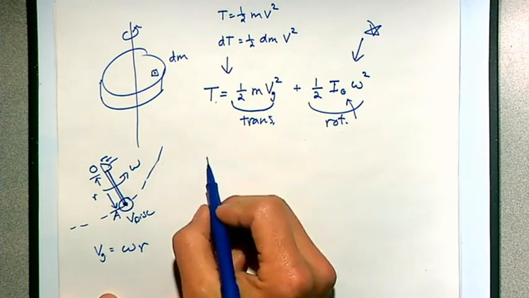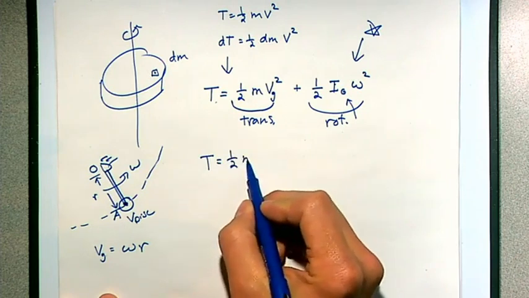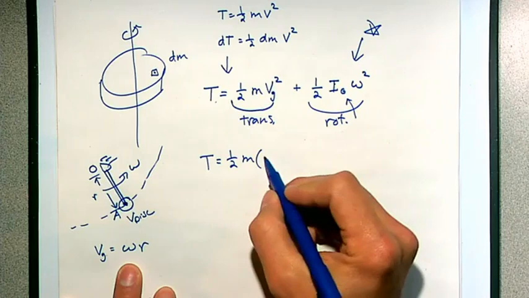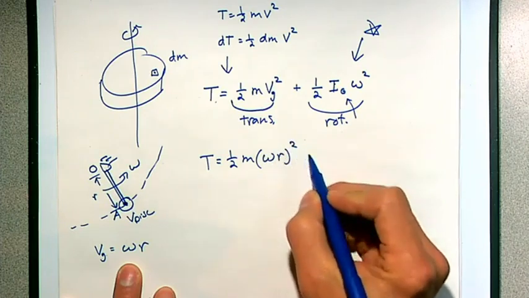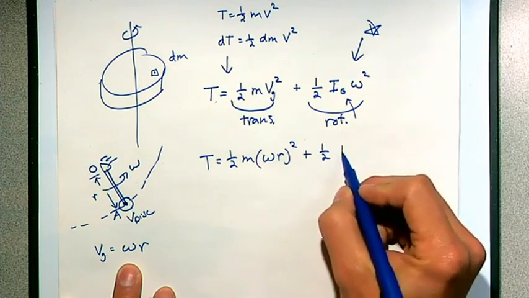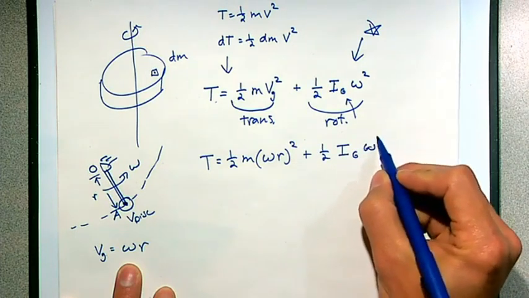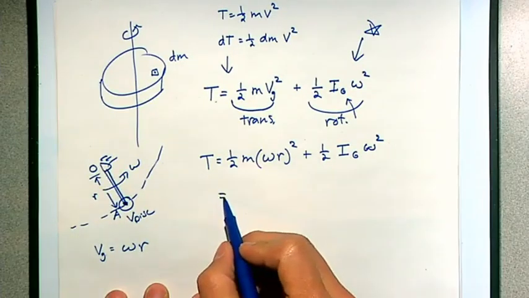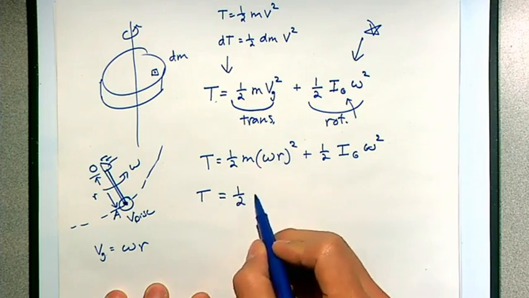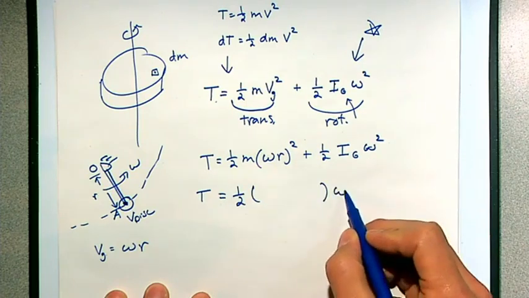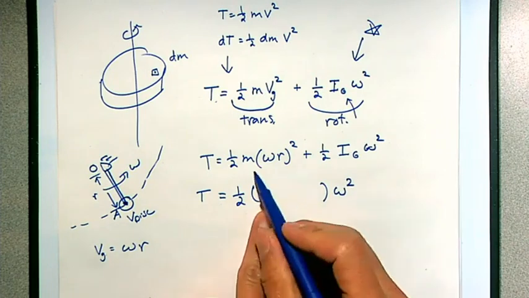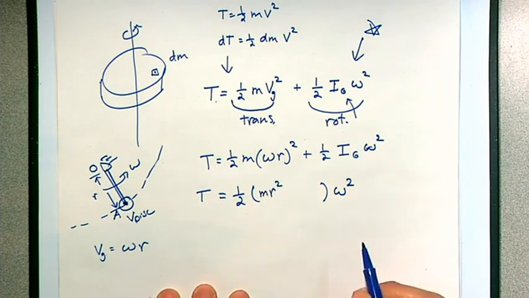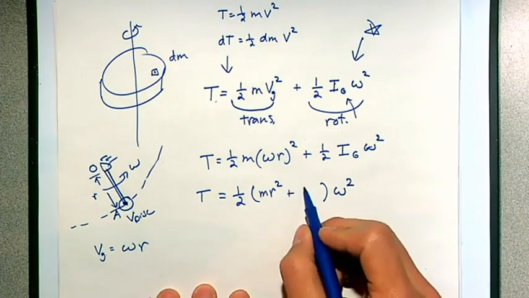So if we put that in, T is equal to half m vG squared, that's omega r squared, plus half I_G omega squared. A lot of the terms are the same. Got a half out front for both of them. Got an omega squared on the back end for both of them. And in the middle, from this first term, I've got an m r squared. And from the second term, I got an I_G.